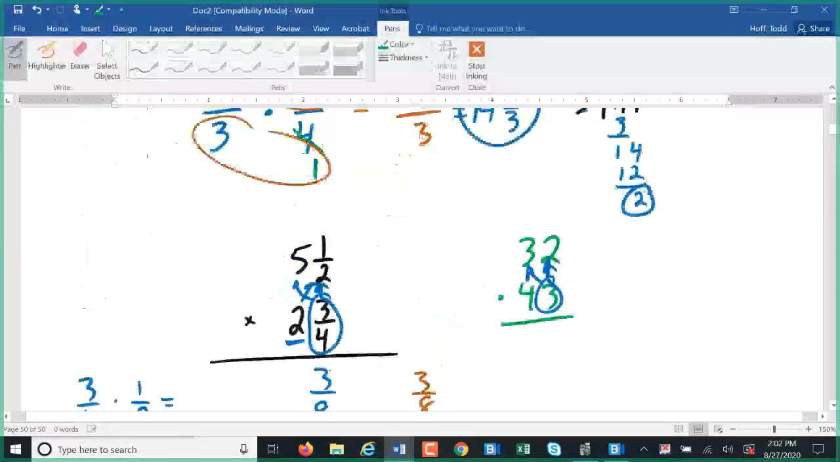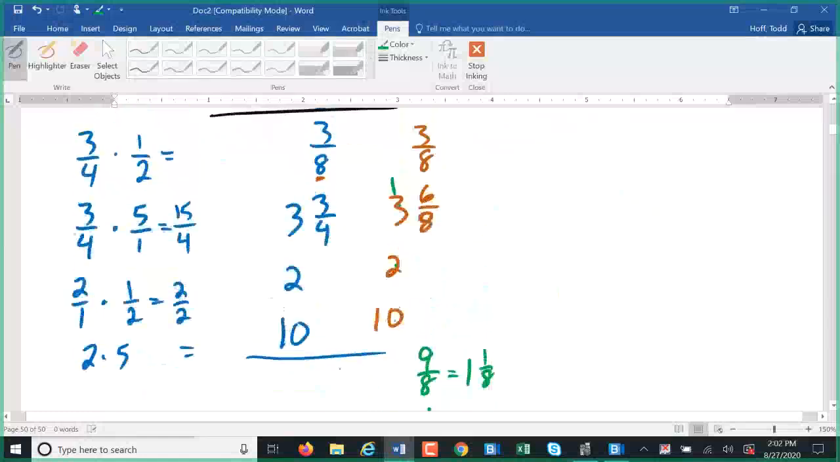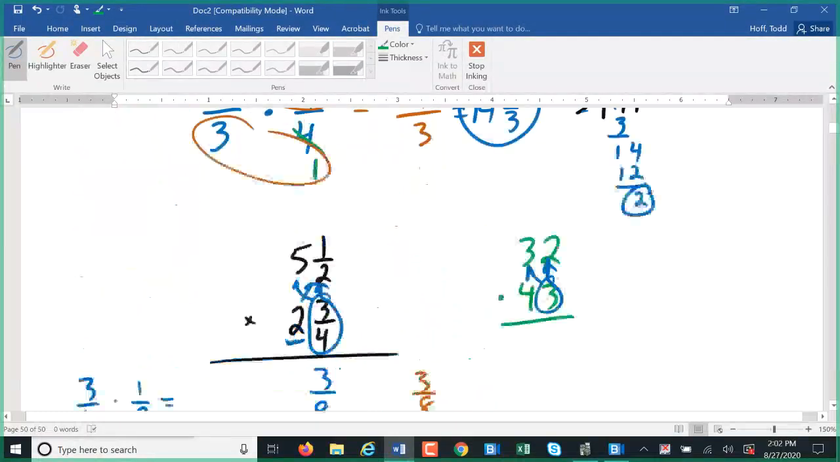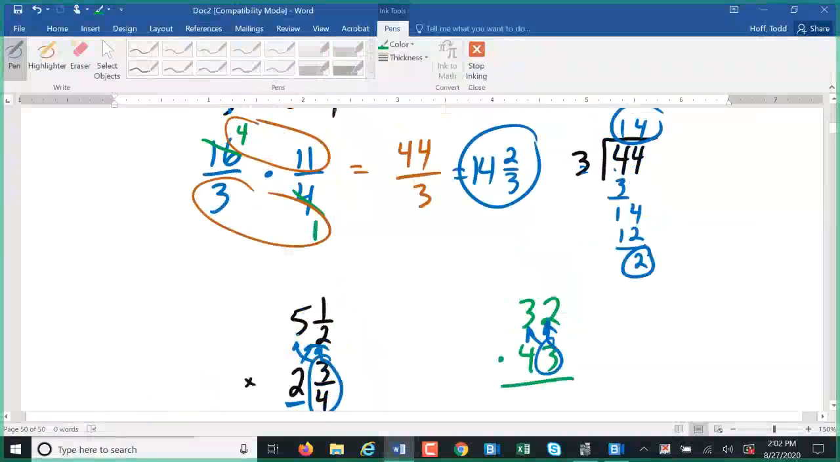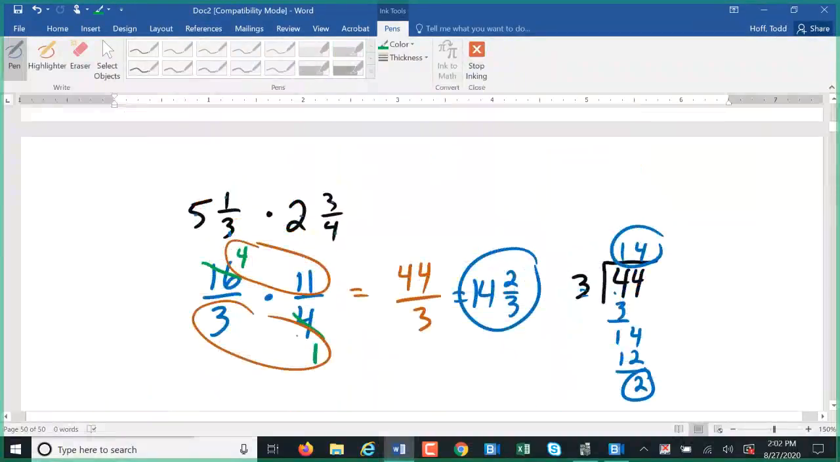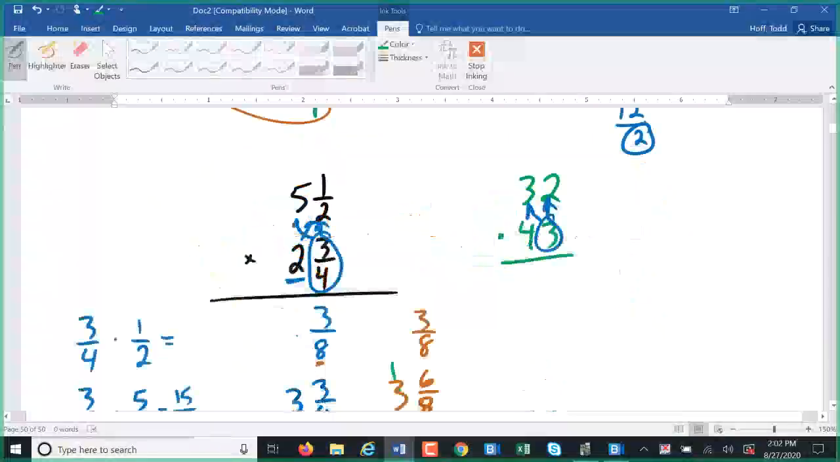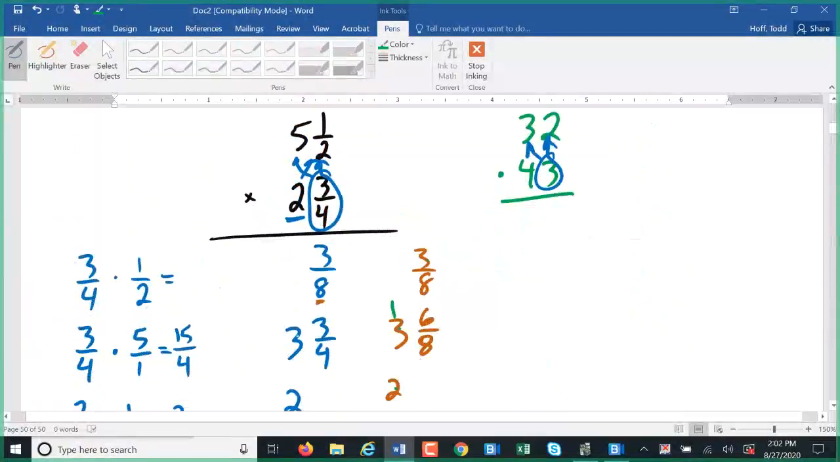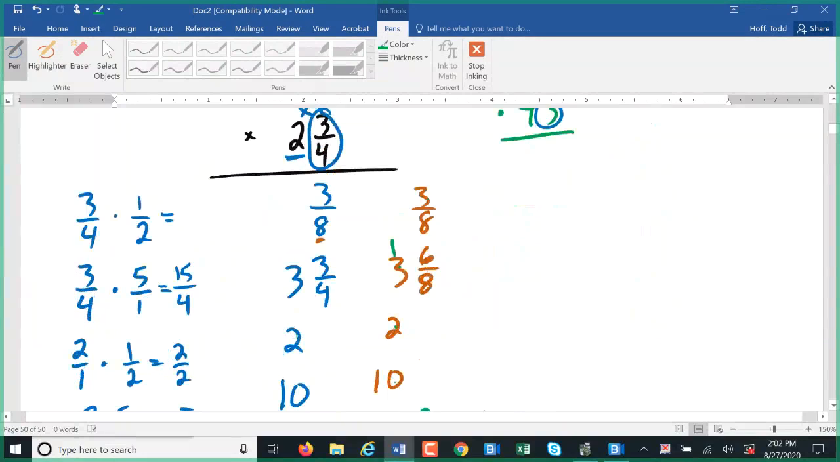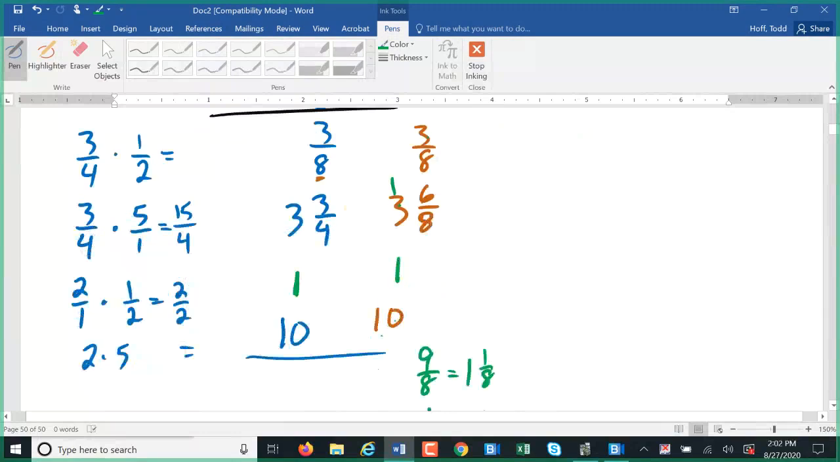Is that what I had? Something got off there. What did I do wrong? I did one of those wrong somewhere. I don't think it was that one. Maybe I did something wrong down here. Yeah, this is 1, not 2 for 1. Still got a carried extra 1 somewhere there.